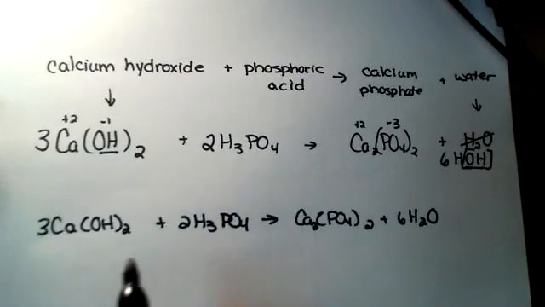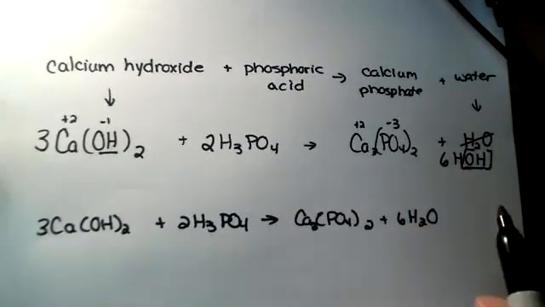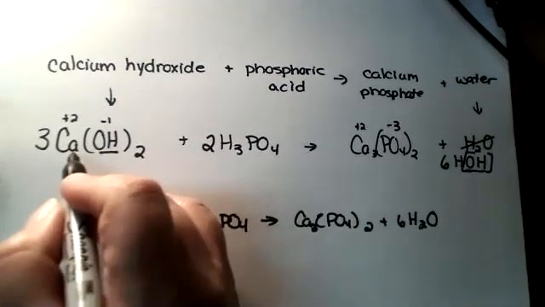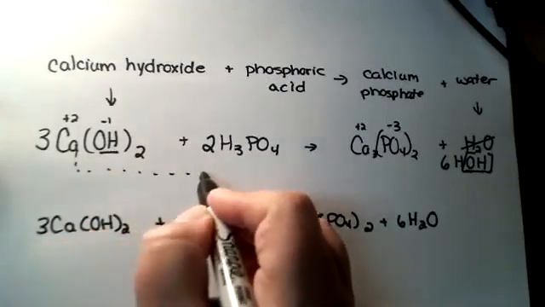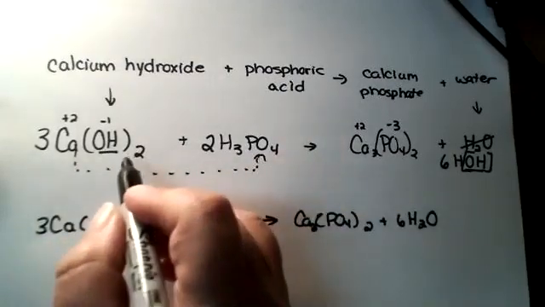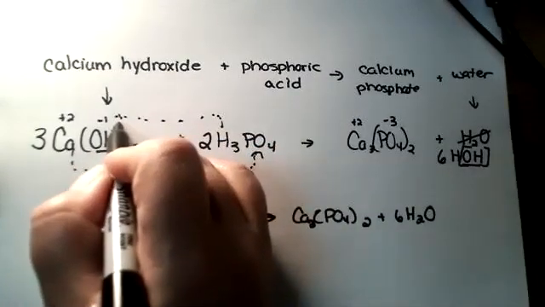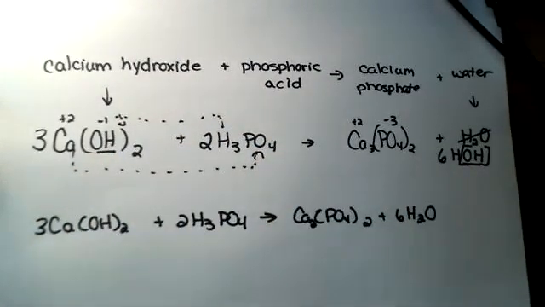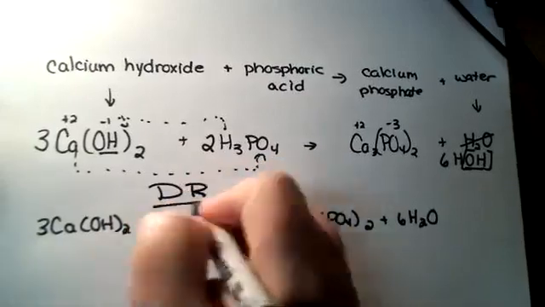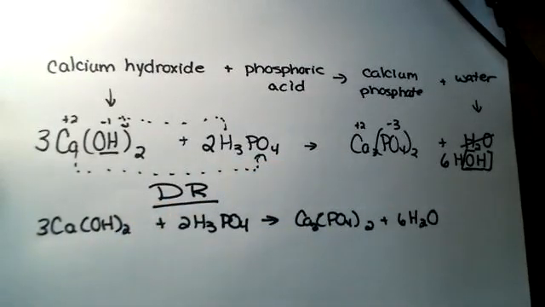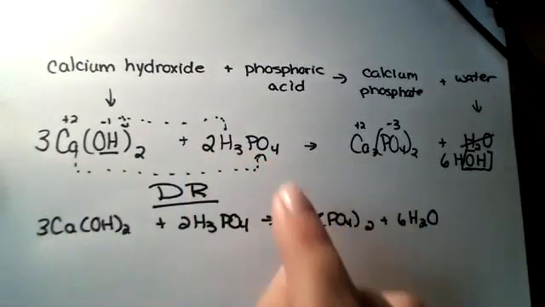Okay, now looking at it, because you had a Ca and an OH and a hydrogen and a phosphate, and then you end up with calcium and phosphate together. So that means this calcium left with phosphate, and then this hydrogen left with hydroxide. What kind of reaction would this be? Double replacement. That's exactly right. Okay. And I'm going to tell you, this is probably as hard as it gets.